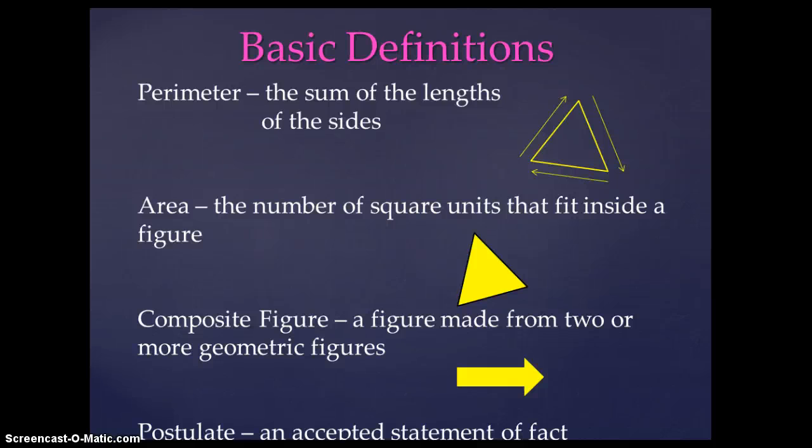Like the outside of a yard, the fence would be around the perimeter. The area is the number of square units that fit inside a figure. So if the fence is our perimeter, it would be the grassy area that we would call our area.